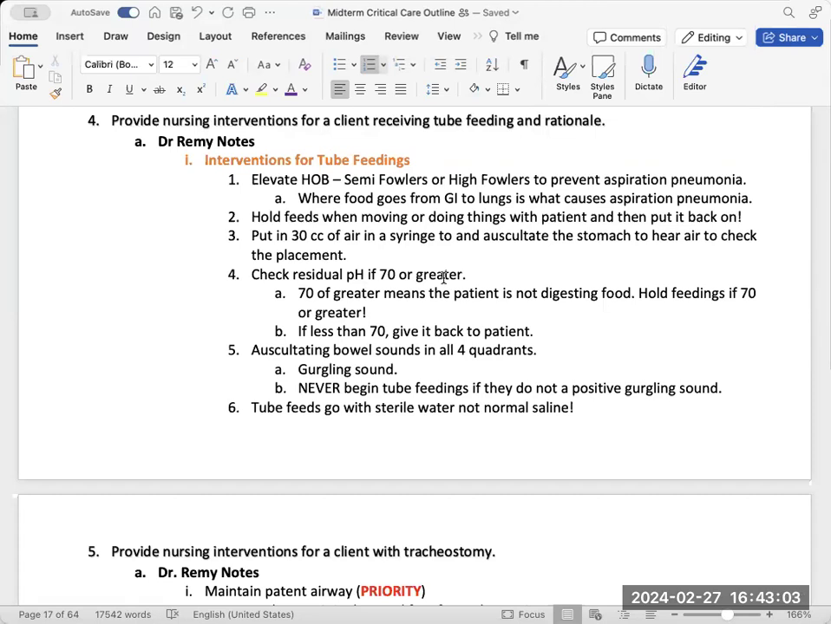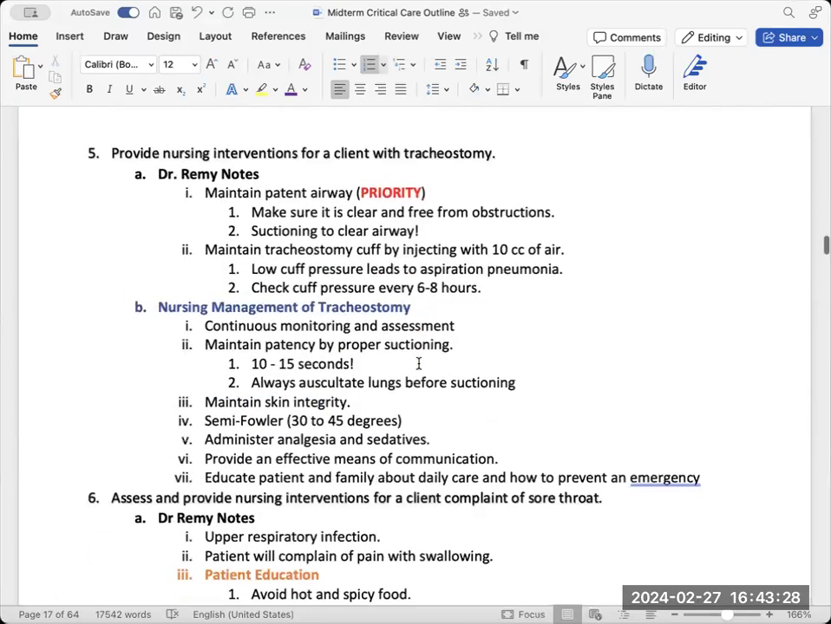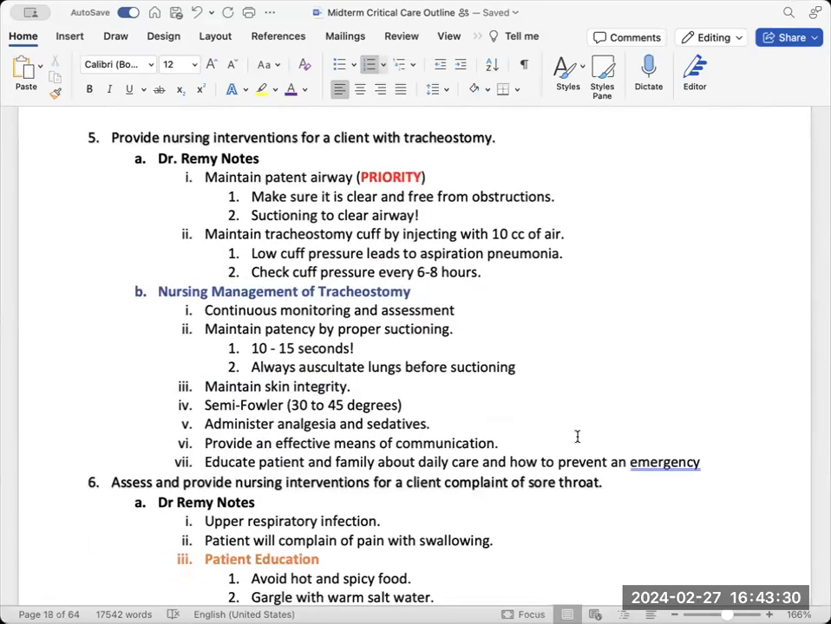And tube feeds must always be given with sterile water, not normal saline or anything else, okay? Because we also want to prevent the risk for infections, and sterile water is better and more compatible with the feedings than other solutions, because the feedings also have sugar. So if we're using different solutions, that could just increase the infections even more. Okay. So we talked about all of those things and what we need to do for interventions when someone has tube feedings. Okay. The next one is providing nursing interventions for a tracheostomy.